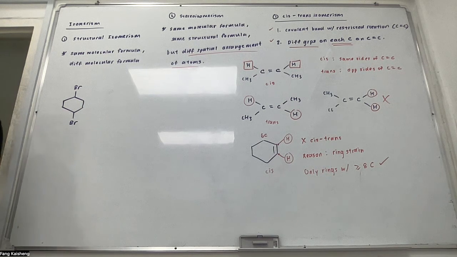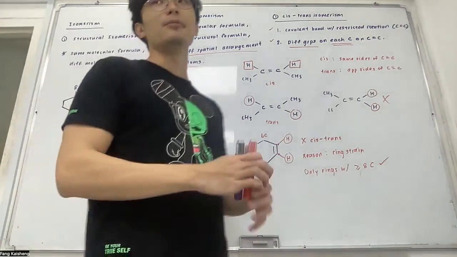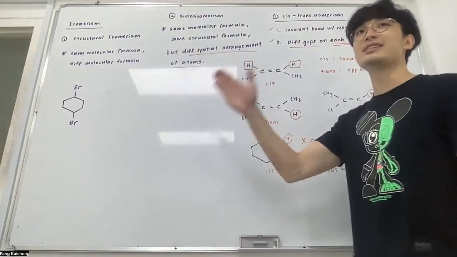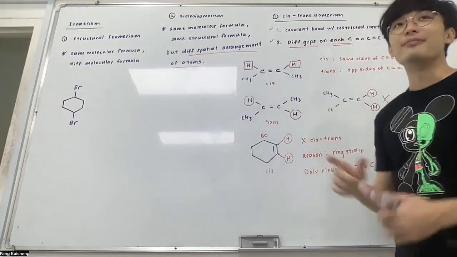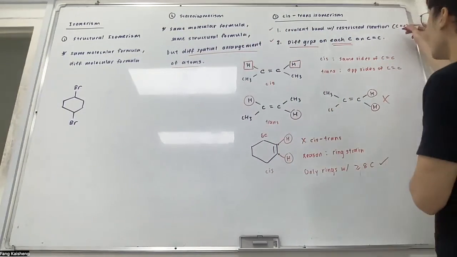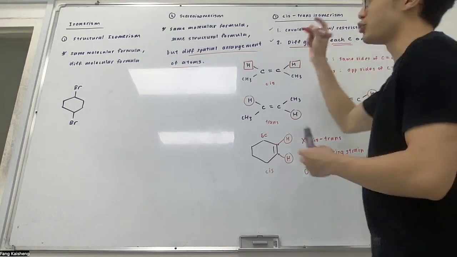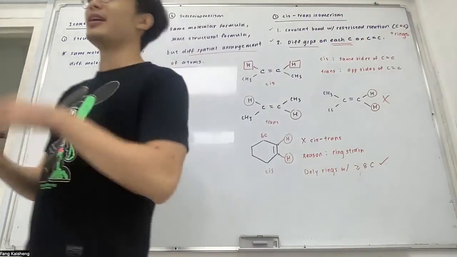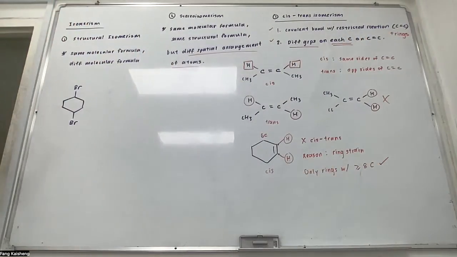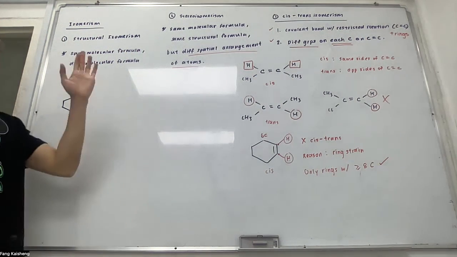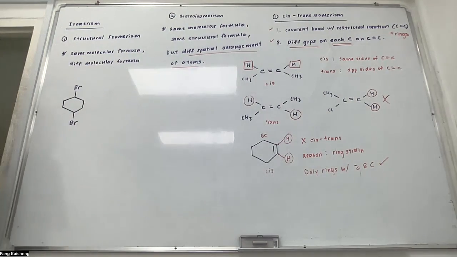Does it have a covalent bond with restricted rotation? You will say no, because we said that a covalent bond with restricted rotation is a double bond. But I can tell you that this is restricted. Why? Because on top of double bonds, I want you to add on that rings are considered restricted as well. Why are rings restricted? Can you twist the ring? No, because the ring is rigid, right? You can't twist it. So that's why rings are also considered restricted.